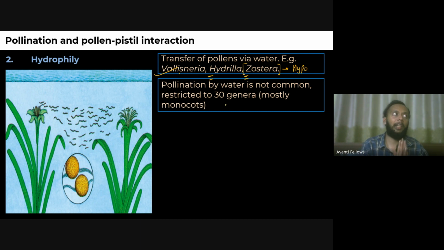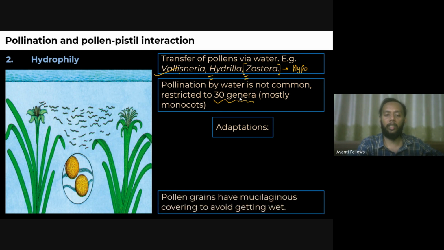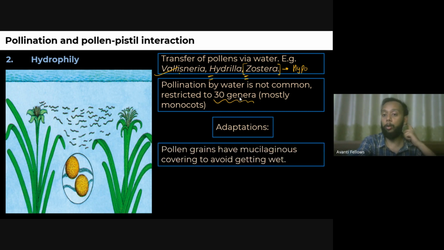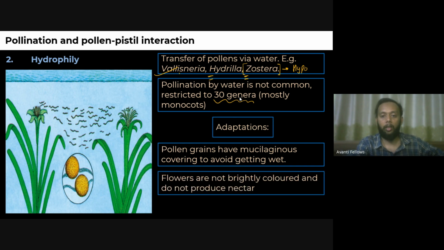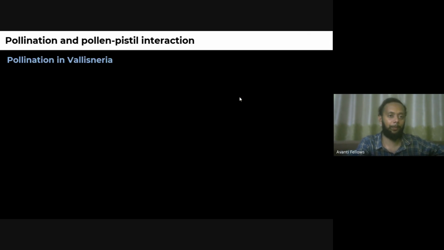Do remember that very few flowers depend on water for pollination. Only 30 genera are known to depend on water for pollination. That is very less in number. What are the adaptations? Pollen grains have a mucilaginous covering to avoid getting wet. Flowers are not brightly colored and do not produce nectar. Obviously, what will they do by making nectar? So they don't have nectar over there, right?